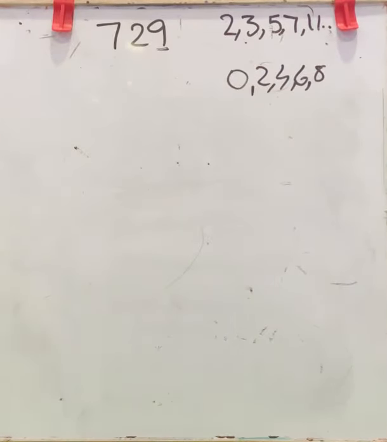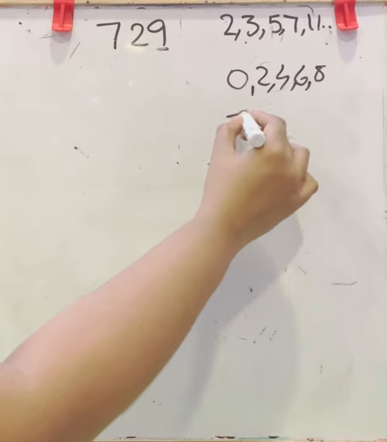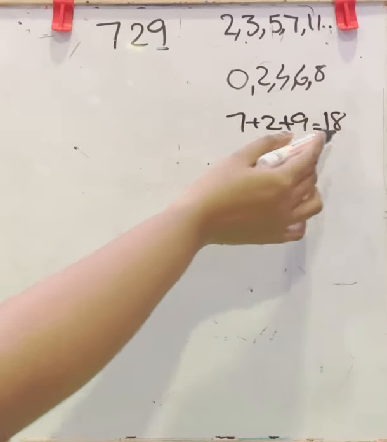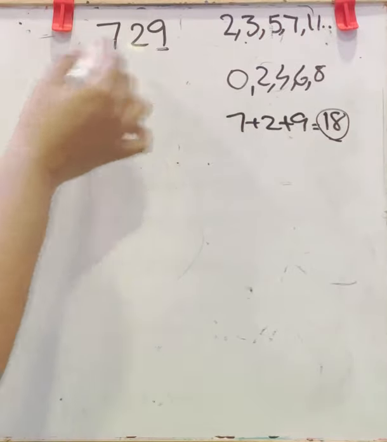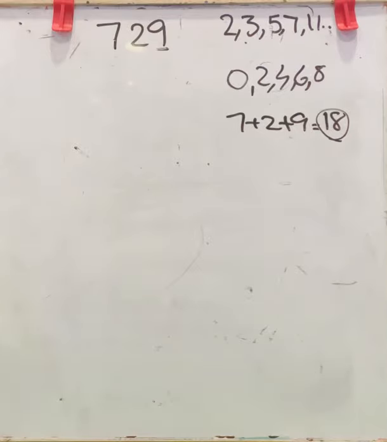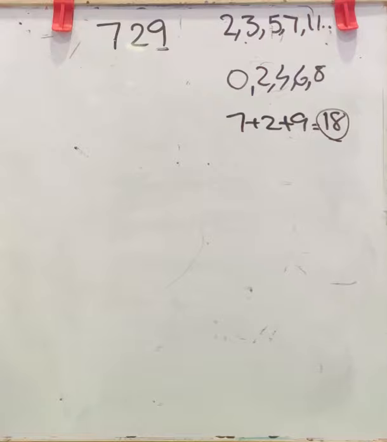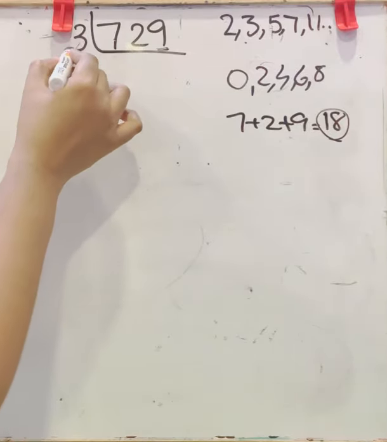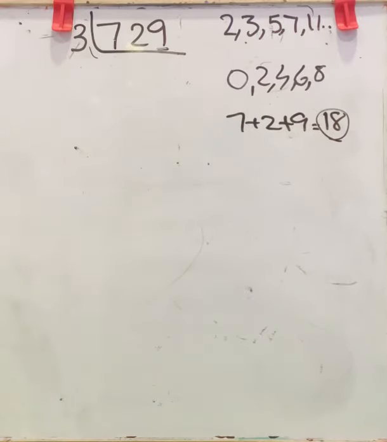The divisibility rule of 3 is, first you have to add each digit in this number. 7 plus 2 plus 9. The result is 18. If 18 is a multiple of 3, then you can say this whole number is divisible by 3. Yes, 18 is a multiple of 3 because 6 3s are 18. Then you can say this is divisible by 3. So you can start factorization with 3. Factorize with 3. This is the way you do the factorization. This is the symbol to do factorization.